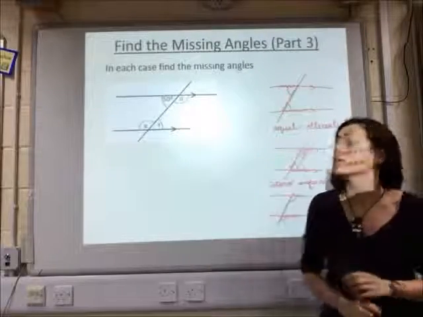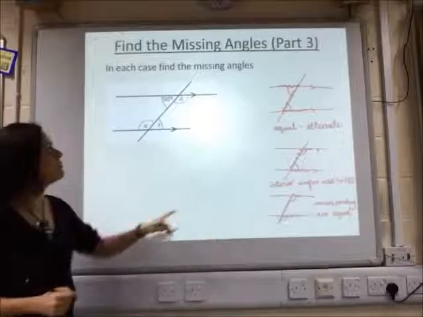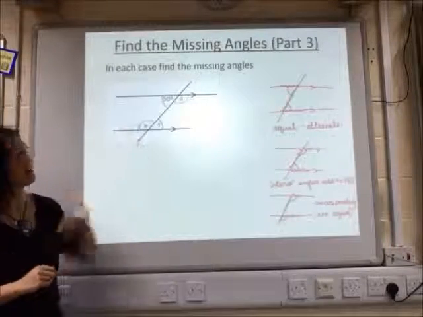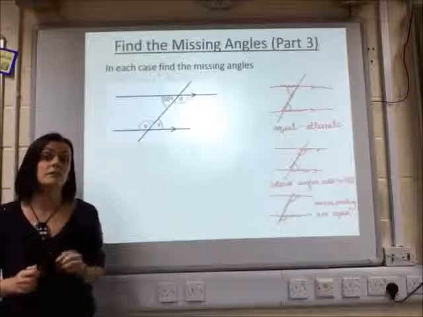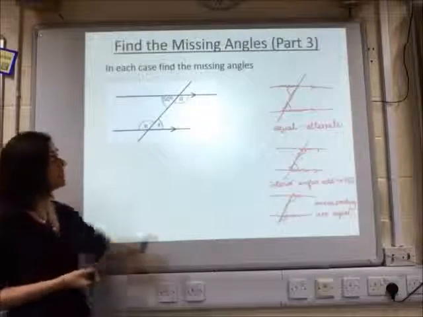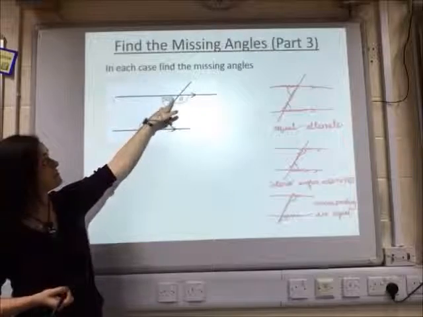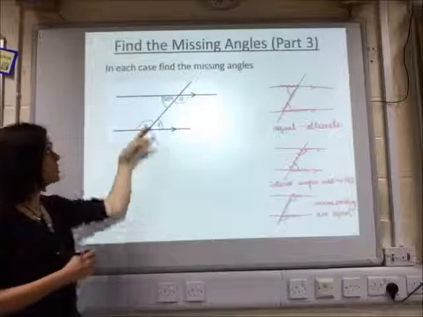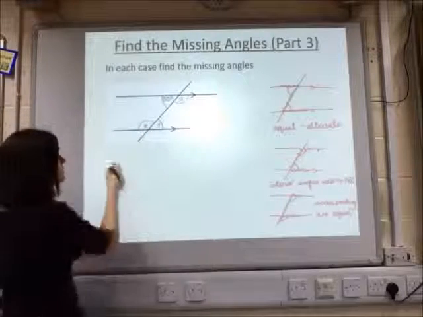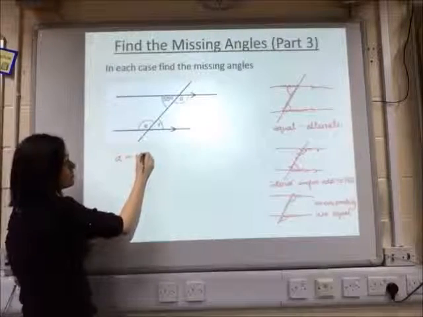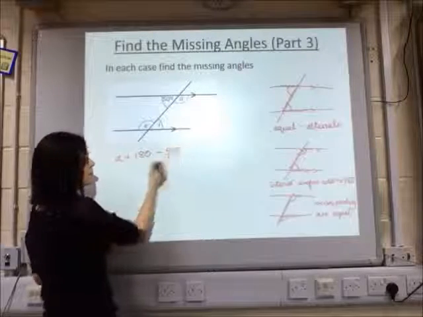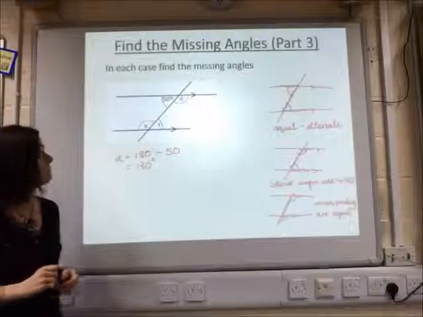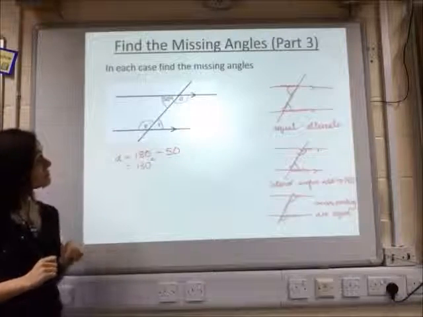So let's see what we've got going on up here. The only angle that we know is this 50-degree angle here, and we've got to find D, E and F. Now it might not only be the angles in parallel lines reasons that you need to know, because I can see that D and this 50 degrees lie on a straight line. And from previous videos, you know that that means that they add to 180 degrees. So D is going to be 180, take away 50 degrees. D is going to be 130 degrees. So that's this one dealt with.